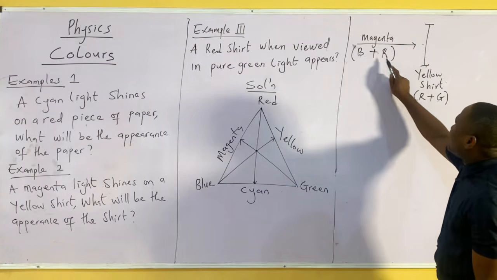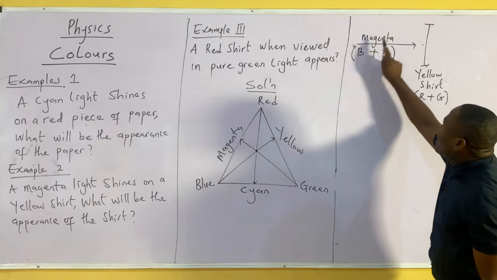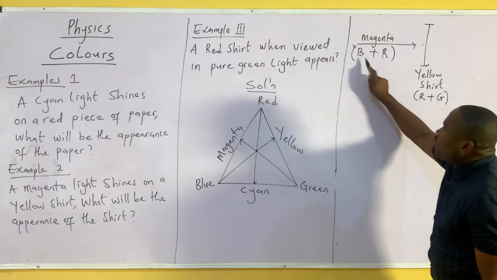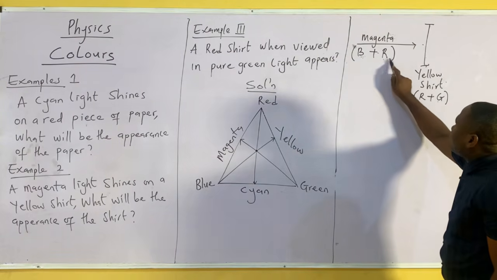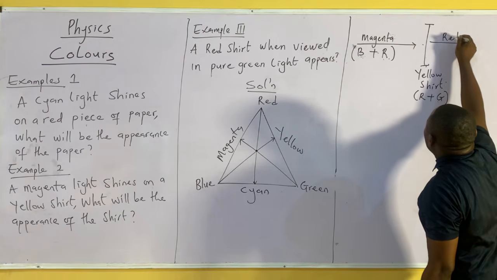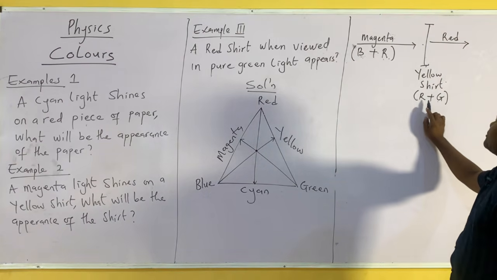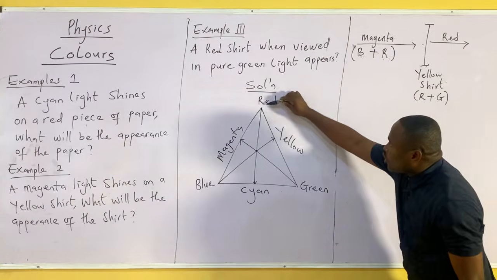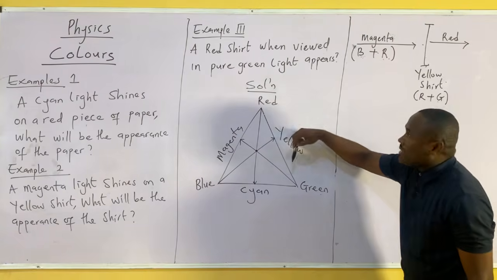Red is in yellow, so it means that of these two colors in a magenta light, blue cannot cross. Blue will be absorbed, but red will be permitted to pass. So red is permitted to pass. Why? Because red is present in a yellow shade. Yellow is a combination of red and green.